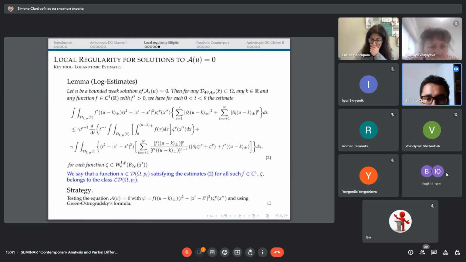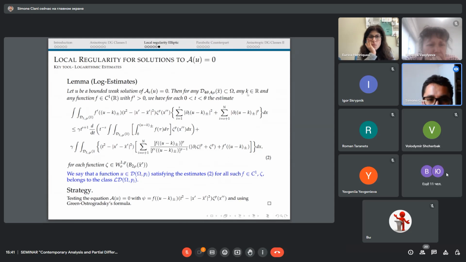The proof of the Harnack inequality and L1 at infinity bounds holds because of the particular log estimate. This particular log estimate, which is quite massive on this slide here, says the following. One picks a bounded weak solution of our operator and considers intrinsically scaled polydisks or cylinders inside omega.